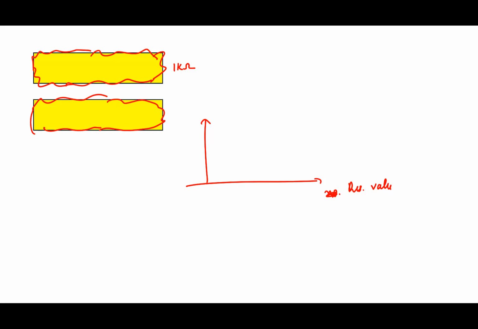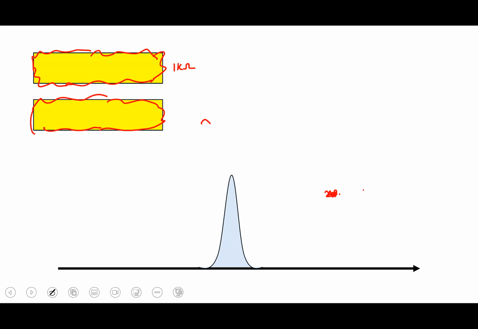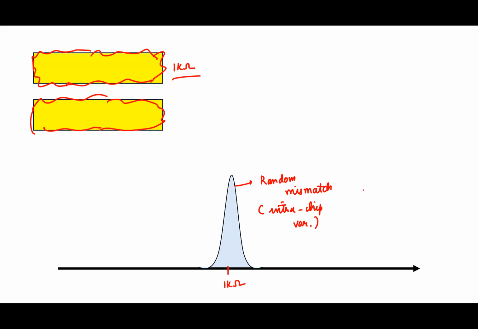Gaussian. Again, central limit theorem. Several independent, identically distributed random processes all finally add up to a Gaussian. So it will basically look like this. And what do you think the mean value might be? 1 kilo ohm. Mean value is the expected value, and we expect the value to be 1 kilo ohm. That should not be surprising. And this variation in the resistors within a particular chip, we term random mismatch. So this is intra-die, or intra-chip, variation.